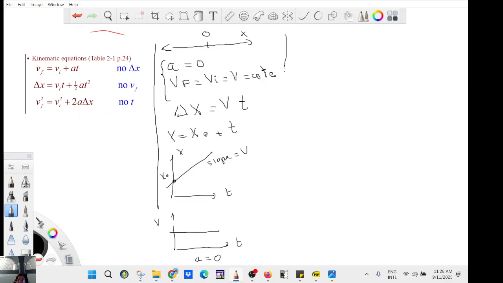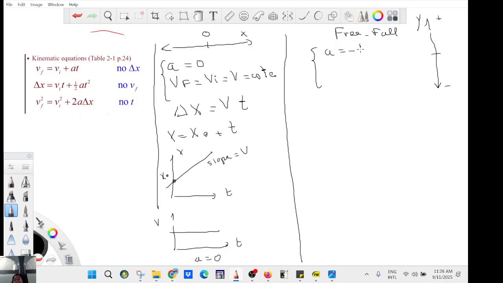Okay, now we take the case of free fall. So free fall, you have two situations: you drop, or you toss down, or you toss up. So free fall means now we are up or down. So positive, negative, that's the y-axis. Free fall means that we have an acceleration of -10 always.